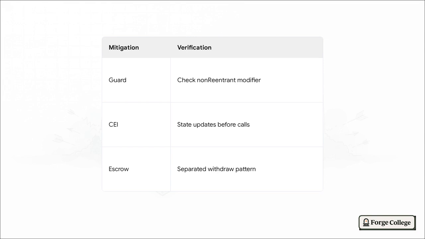For a reentrancy guard, do a quick check. Is the non-reentrant modifier physically sitting there on the function? For CEI, trace the code line by line. Do the state updates explicitly happen before the external calls? And for pull payments, look for a separated withdraw pattern, like an escrow system, where the user has to initiate the claim. If you can quickly check these off, you instantly understand the defensive posture of that contract.